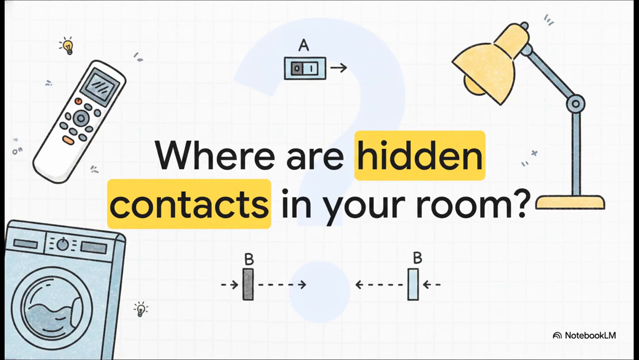And that wraps up our knowledge unboxing for today. But honestly, the fun part starts right now. I want you to take a second, look around the room you're in. Look at your TV remote, your washing machine, the lamps on your desk. Which of those are hiding an A contact that needs your active push? And which ones are secretly using a B contact to keep you safe and make your life easier?